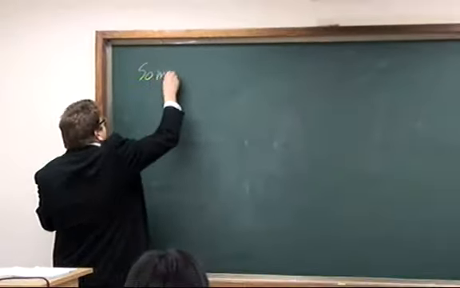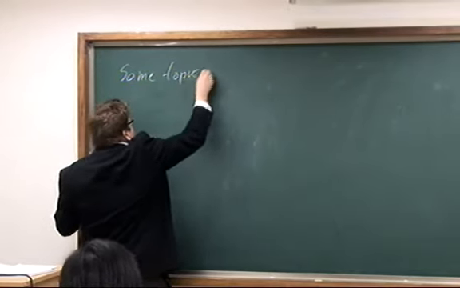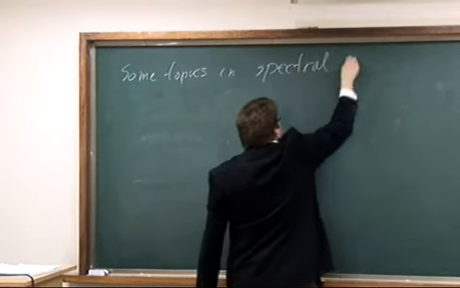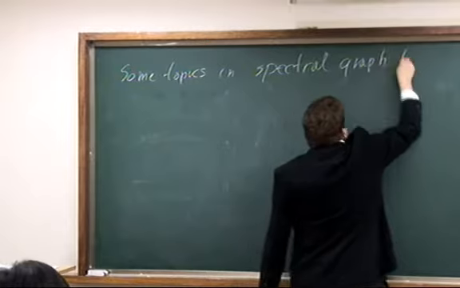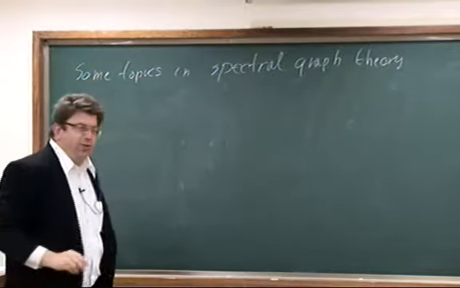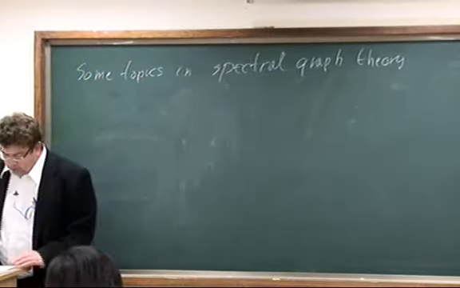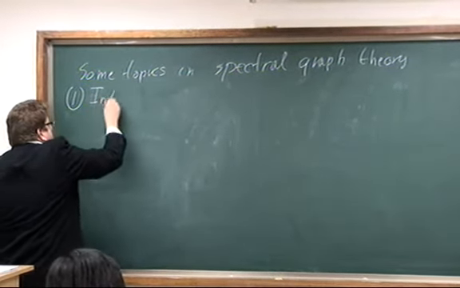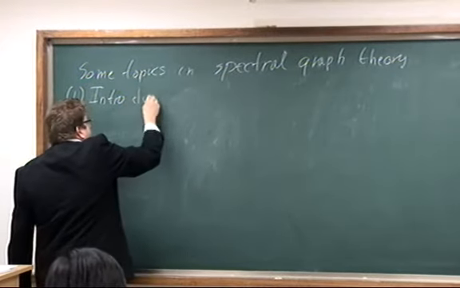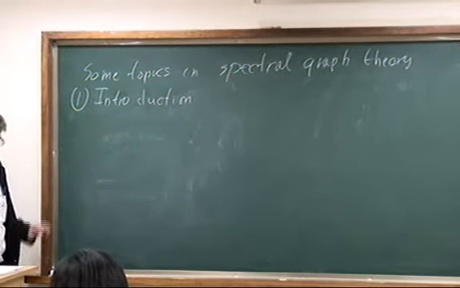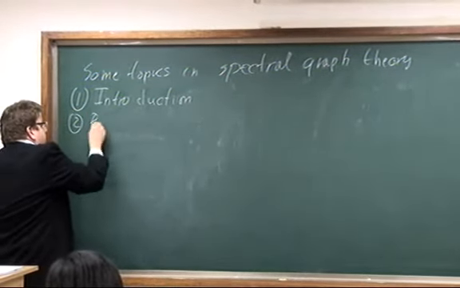So the title of my talk is Some Topics in Spectral Graph Theory. It's maybe one or two topics, I don't know yet how it will go. So what I will start with is an introduction. I suppose that not so many people here will know what spectral graph theory really means, and then I will give some recent results.